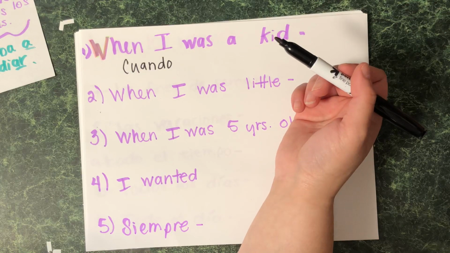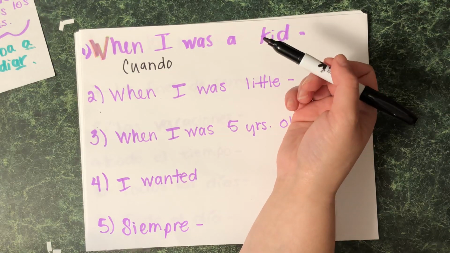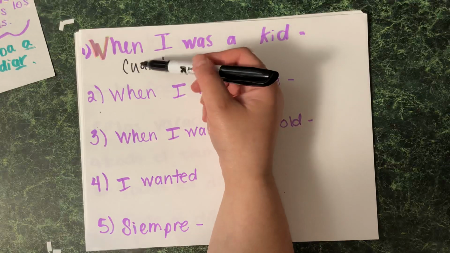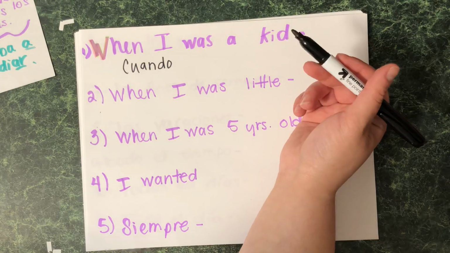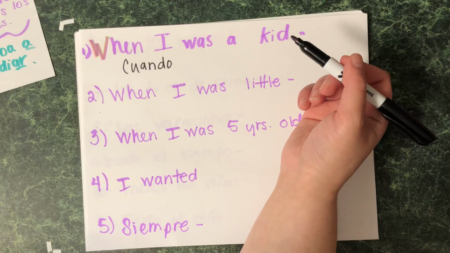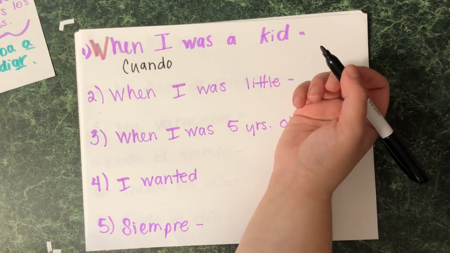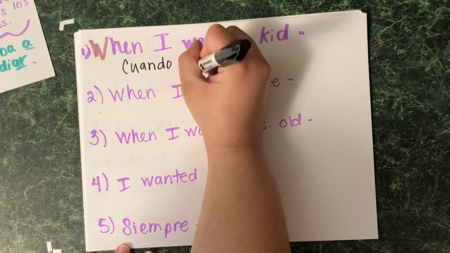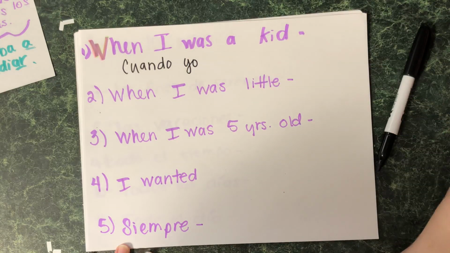If we were to ask a question, when did it happen? Then you put the accent mark. When you're creating a question, all your question words will have an accent mark. So, when I was a kid, cuando yo. Now, to say was.